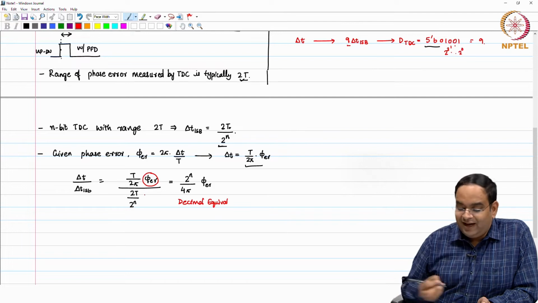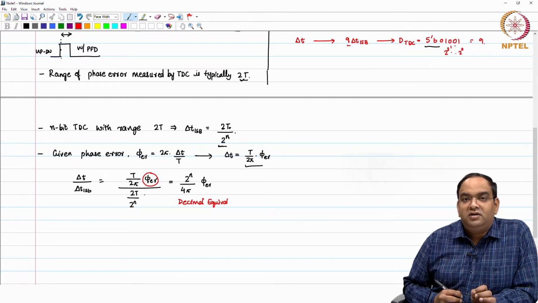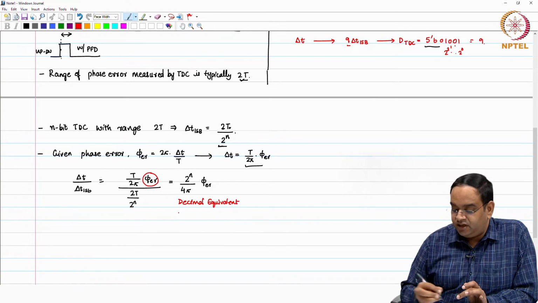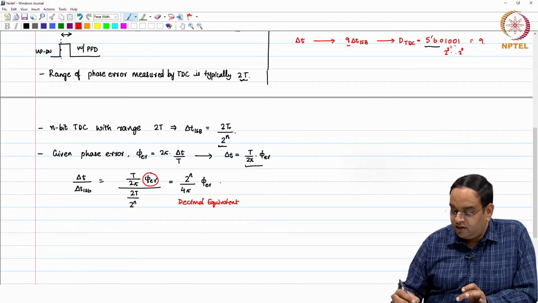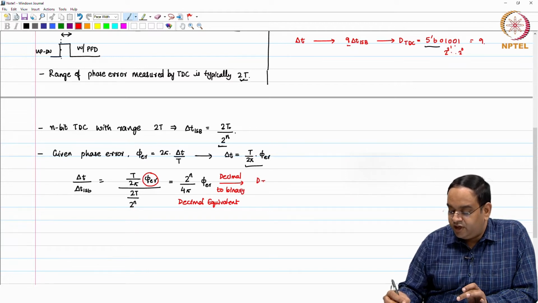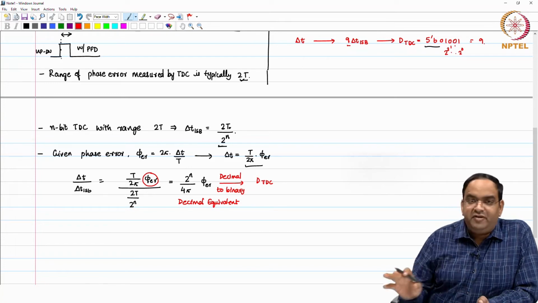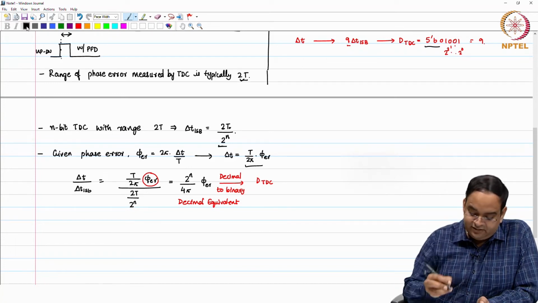Whatever value you get here, the phase error is actually that value times delta t LSB, but this is what you are going to get from the TDC. This is the decimal equivalent, and you do decimal to binary, so that you get dTDC.